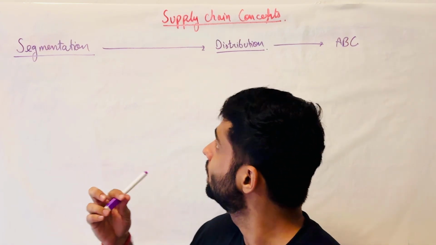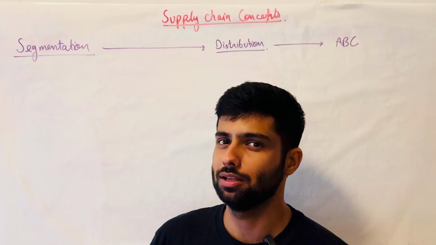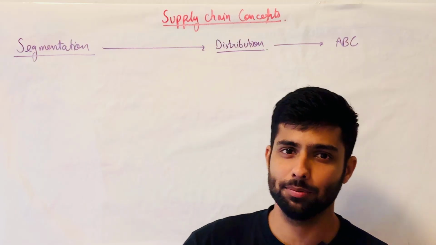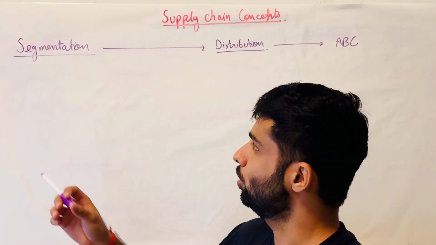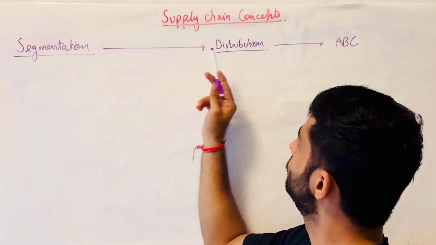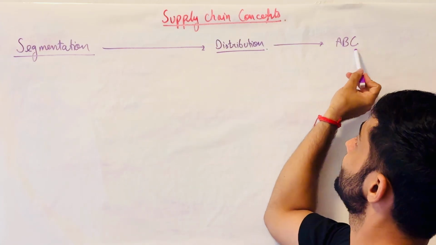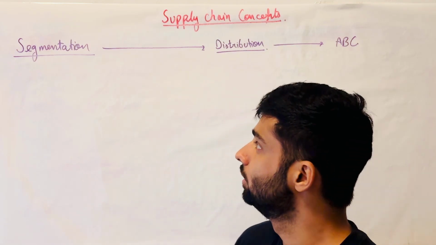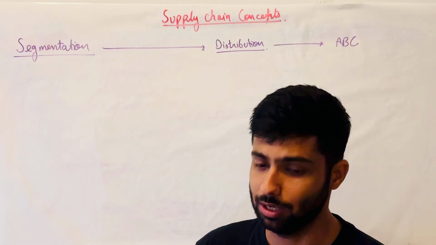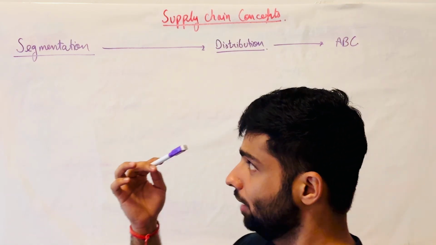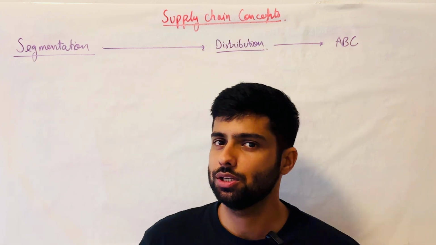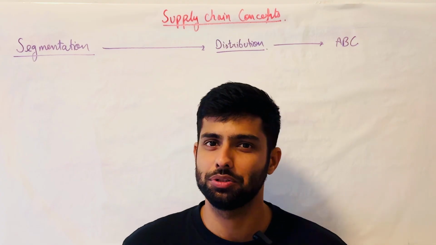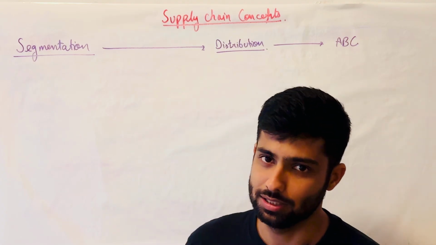And today, again, we'll continue on similar topics as we left in the last video, which is some of the supply chain concepts. Today we'll mostly be talking about segmentation, how it leads to distribution, and this secret ABC that I've put here. Now, without wasting too much time, let's start with what segmentation means. Segmentation, as the word explains, is how you differentiate between products in the supply chain.